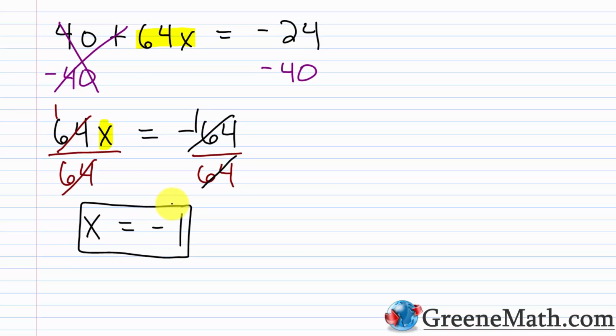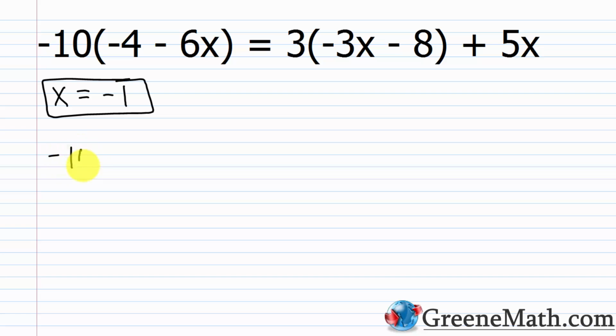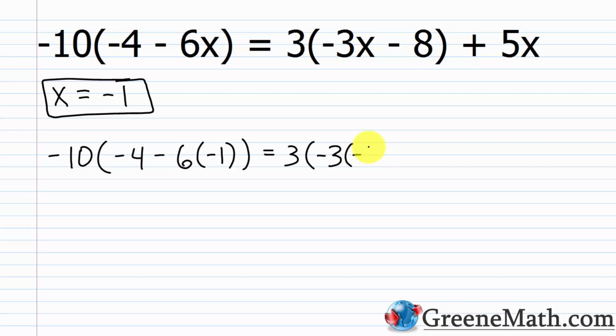All right, so let's erase everything and check. And so we'd have negative 10 times this quantity, negative 4, minus 6 times negative 1. This equals 3 times this quantity, negative 3 times negative 1, minus 8, then plus 5 times negative 1. And again, all I'm doing is plugging in a negative 1 everywhere that x exists. So that means I plugged in a negative 1 here, here, and here. And I'm just going to make sure the left and the right side are going to be the same value, right? Make sure they're equal.